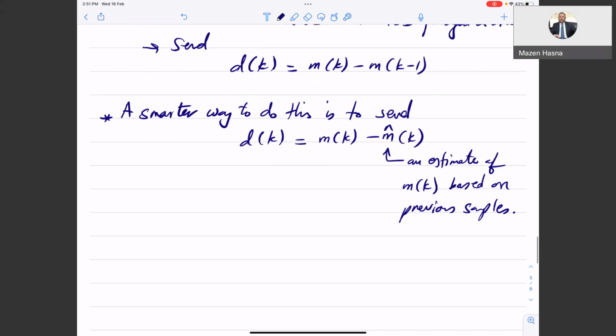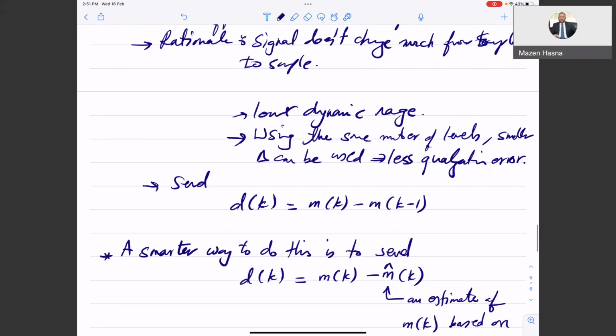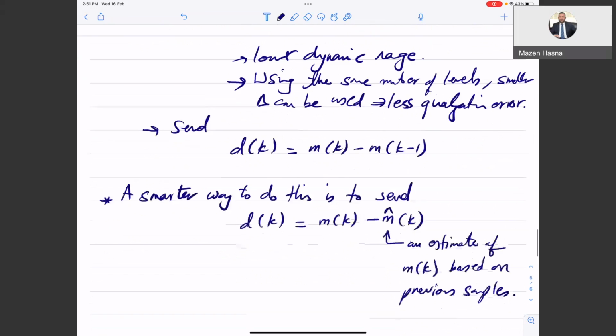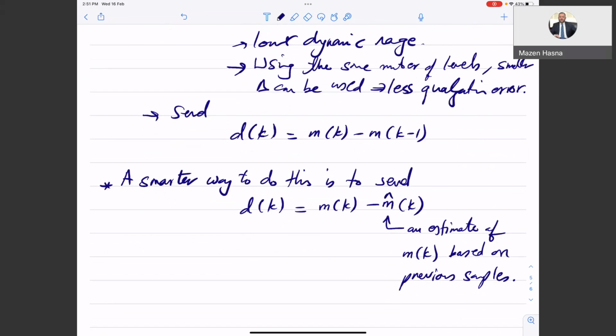So we said, in a better way to do pulse code modulation, instead of sending the sample itself, we'll send the difference between two different samples, which will lower the range. Then I will have less error. I can use smaller deltas. A better way even than sending the difference between each two samples: as the samples are coming to you, you can use them to estimate the next sample before it comes. You can predict the next sample based on the previous samples. We'll see how to estimate it, and then you will send the difference between m of k and m hat of k. Question?